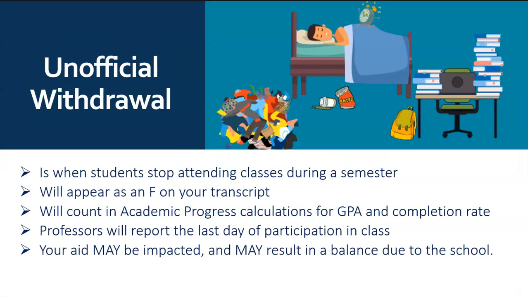What is an unofficial withdrawal? An unofficial withdrawal is when a student stops attending classes during a semester. You will receive an F on your transcript, and this will count very negatively towards your academic progress and your GPA and completion rate. Professors will report the last day of participation in class, and your aid may be impacted and could result in a balance due to the school.